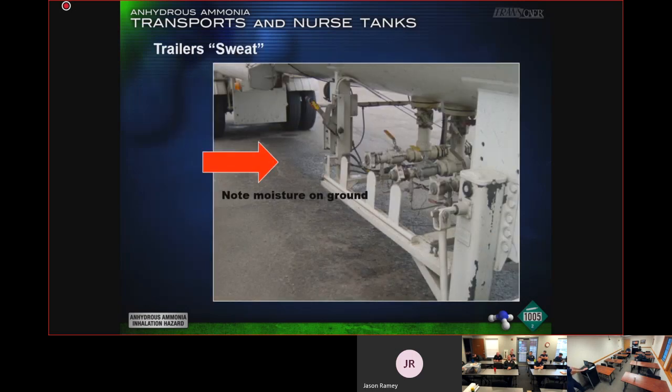All right, like I said, here we've got moisture on the ground. What does that tell me? A couple of things, but first of all, what does it tell me if there's moisture on the ground under the trailer? Empty or has content? Right, it's got something in it. We're getting condensation, and also because the tank is probably heating up a little bit.